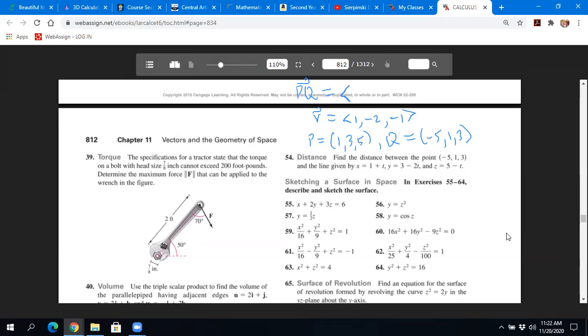Okay, well, PQ, if I go from P to Q, how much change has there been in the X coordinate? -6. How much change has there been in the Y coordinate? Isn't it -2? Yeah? And what about in the Z coordinate? -2. So then in the end, you have to compute the cross product of those two things, compute the length, and then divide by the length of V. Yeah? And that will give you the distance.